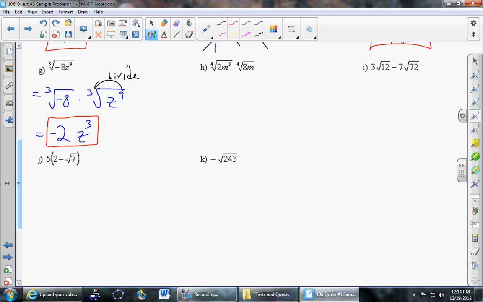Part H, 4th root of 2m cubed times the 4th root of 8m cubed. So here's the bad news. I could split it up and write it as the 4th root of 2 times the 4th root of m cubed, which is fine, but the difficulty here is that the 4th root of 2 is nothing nice. And then if I divide these numbers, I get 3/4, also nothing nice.